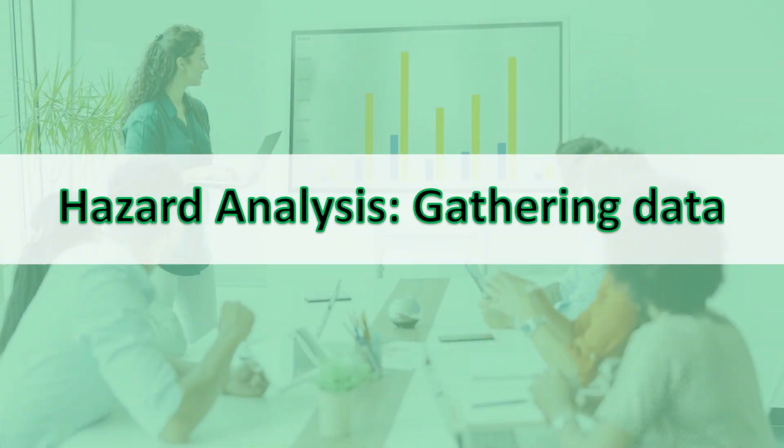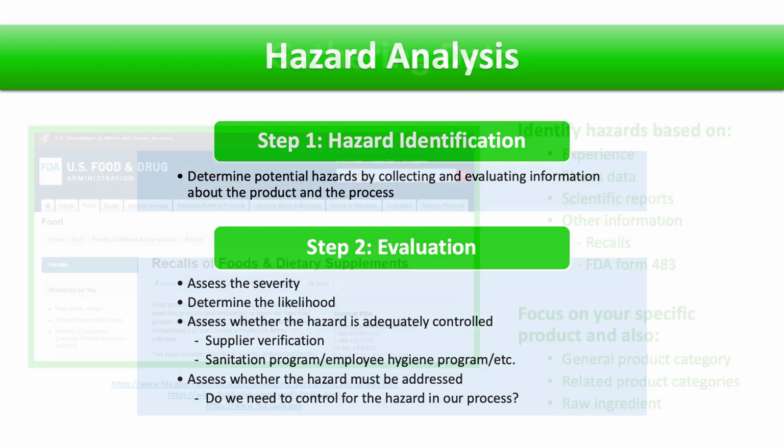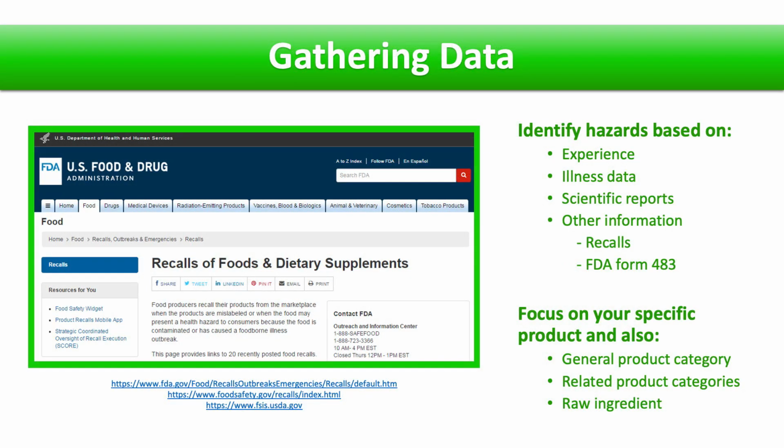Gathering data for hazard analysis. The next section is the hazard analysis, which is critical because it drives decision-making for the preventive controls that must be included in the food safety plan. We're going to spend a little bit more time talking about hazard analysis here before going into the other sections of the food safety plan because it is so critical.